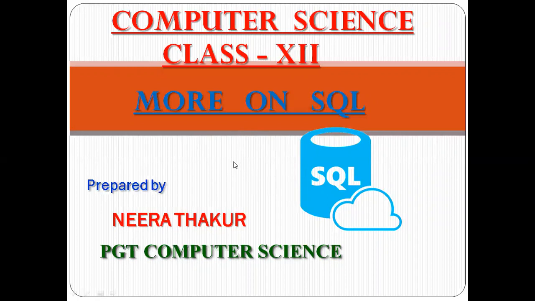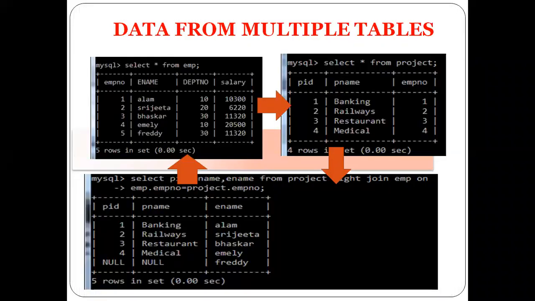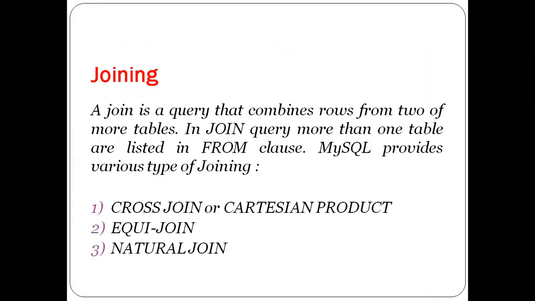What are the uses of join? See here, data from multiple tables. First, we just create one table, we insert values in that, and we select and display values from that one table only. So here, data from multiple tables can be viewed. So here we'll discuss joining.